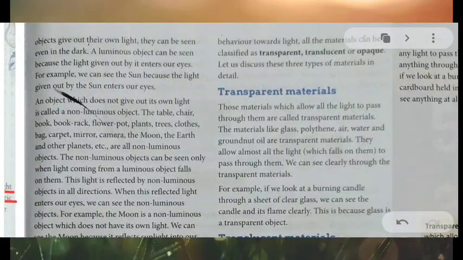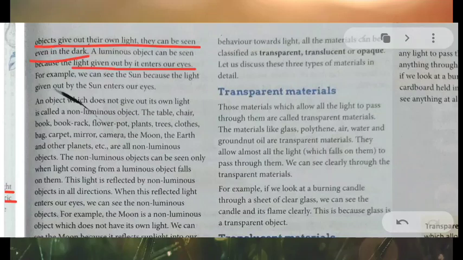Since luminous objects give out their own light, they can be seen even in the dark. Since a luminous object is capable of emitting its own light, we are able to see those luminous objects even in the dark. A luminous object can be seen because the light given out by it enters our eyes. Why are we able to see the luminous object? Because whatever light the luminous object is giving simply enters our eyes, and it also reflects from the objects where it falls. That's why we are able to see the luminous object as well as the objects around it on which its light falls.